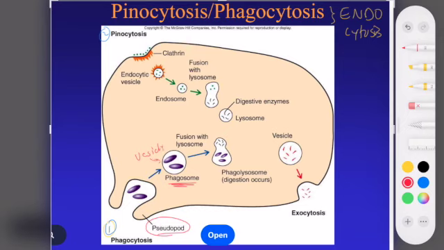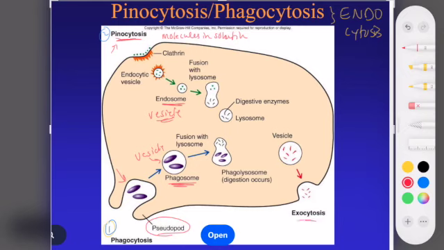Whereas pinocytosis is for bringing in substances that are in solution. Sometimes people say phagocytosis is cellular eating and pinocytosis is cellular drinking. Kind of, sort of. So molecules in solution, and it'll form what we call an endosome. It's just a vesicle.